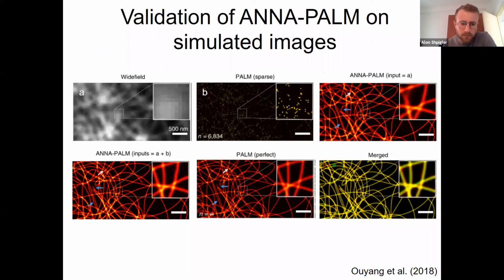Asaf, what is the merged one in the bottom right? The merged one is taking the Anapalm, the lower left image, and overlaying it over the perfect image, the perfect PALM, in two channels. So when you see yellow, it is red and green, right? I'm always confused with that. Anyway, when you see yellow, it means that they fit each other. They are colocalized. It means there is a good reconstruction. If you see only red or only green, it means that you are getting one channel and not the other. It's just a visualization, basically a comparison of the two bottom images.